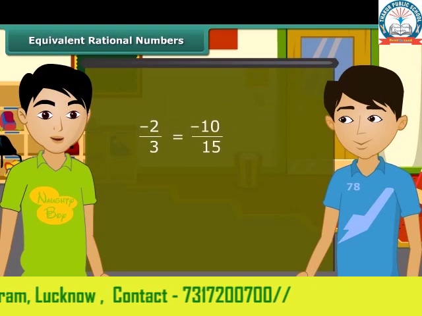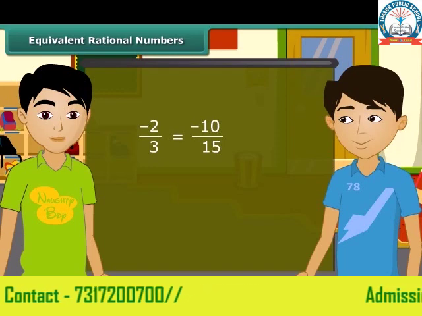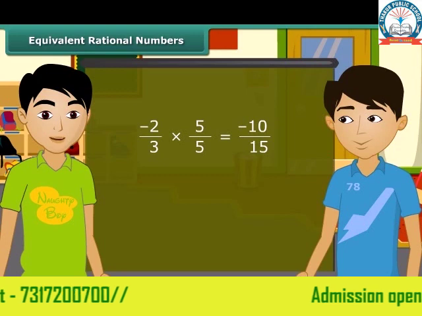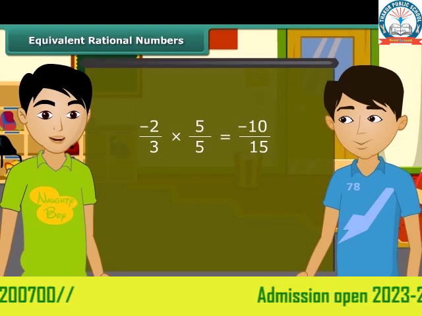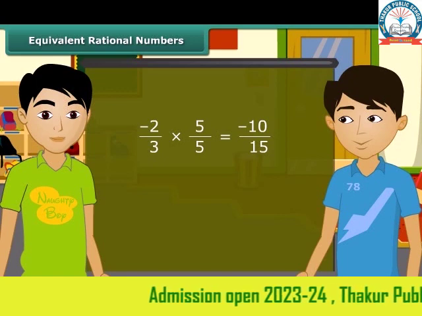Similarly, -2/3 is equivalent to -10/15. Because when we multiply the numerator and denominator by 5, we get -10/15.